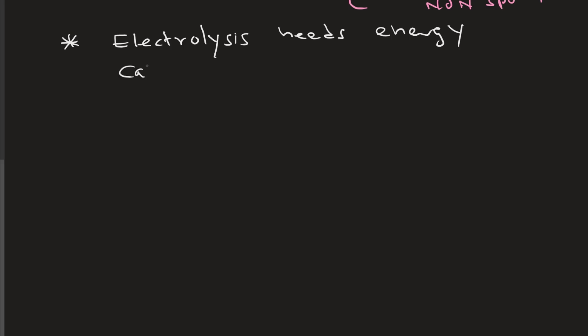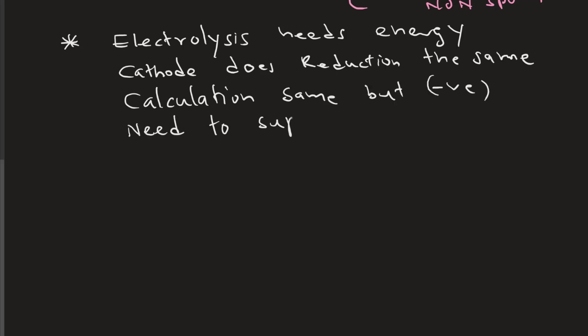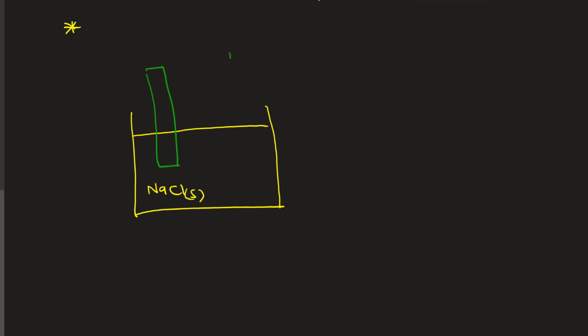So what we know, electrolysis needs energy. And still, the cathode does the reduction. It's never going to change, right? So also, we can calculate the electricity, how much the cell potential, it's the same calculation, and we have to supply that in the positive same value. So in this case, we supplied 1.1 positive volts to reverse the zinc copper battery, right?